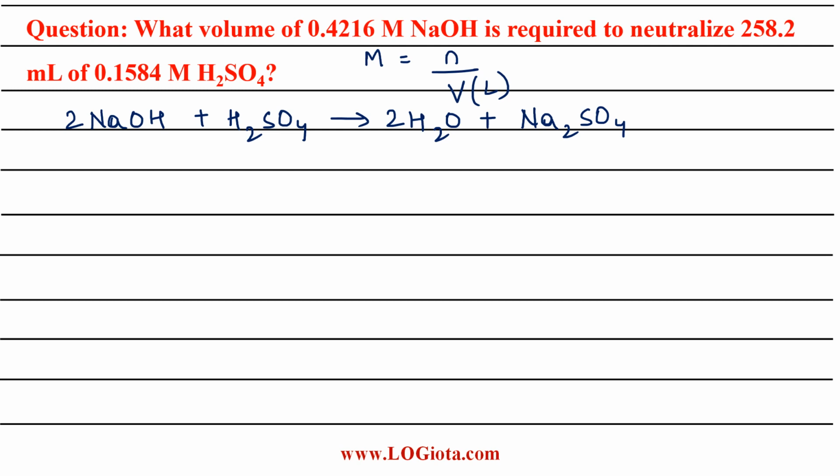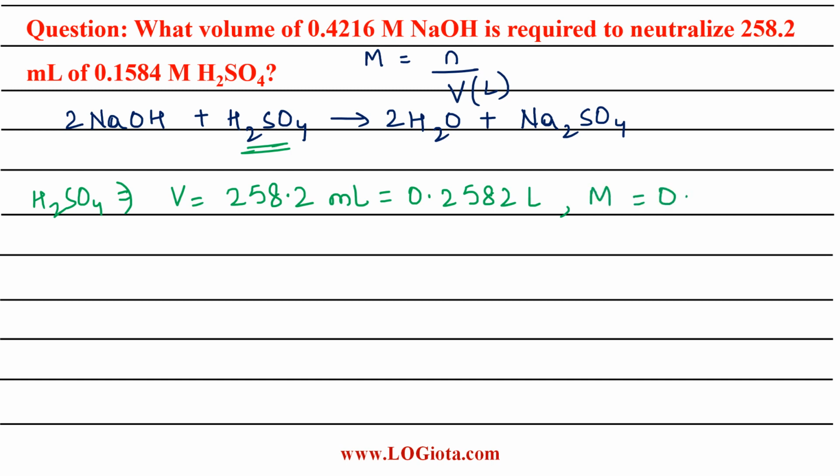Now first we need to calculate the number of moles for H2SO4, right? So for H2SO4 we have the volume which is in ml, so we will convert it into liters. So it is 258.2 ml. On converting it into liters, it will become 0.2582 liters, and the concentration is 0.1584 molar.